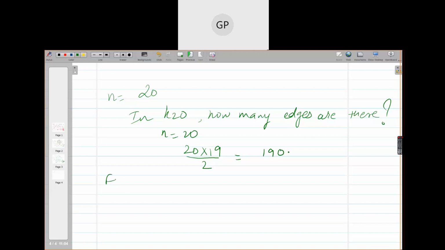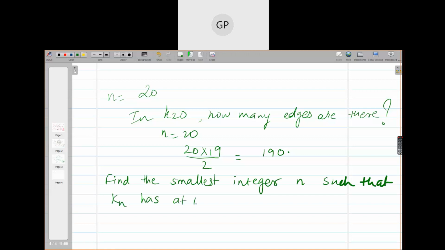Find the smallest integer n. All of you must write this question. Find the smallest integer n such that Kn has at least 600 edges.